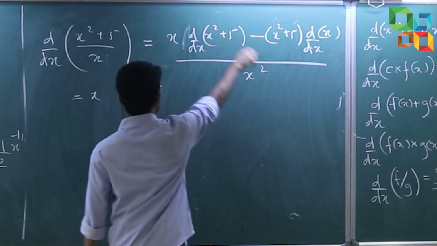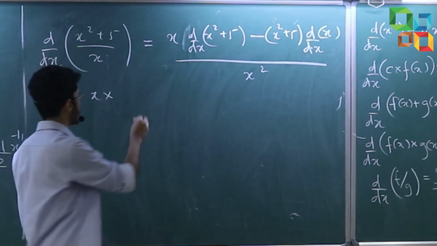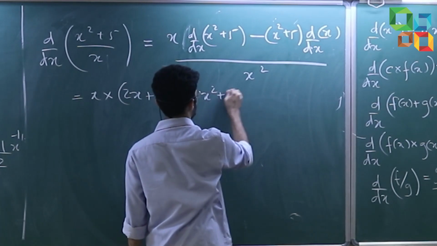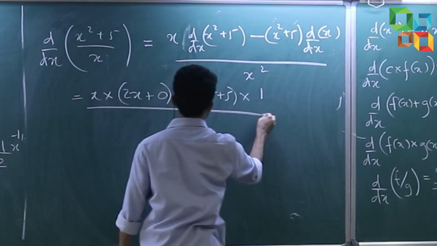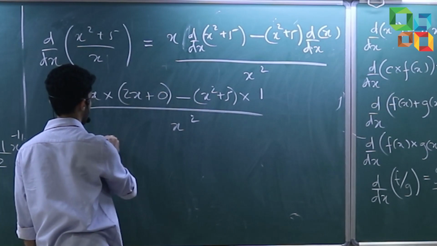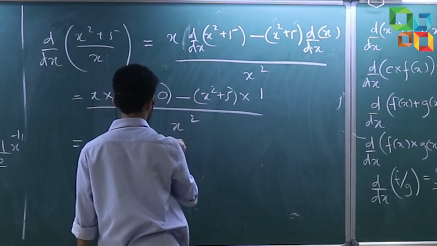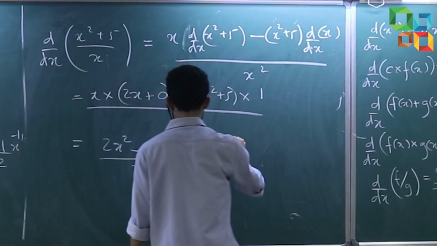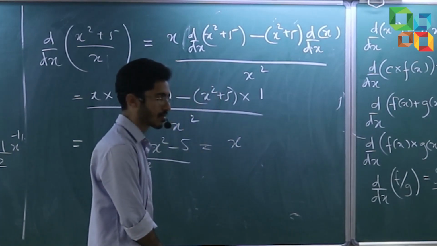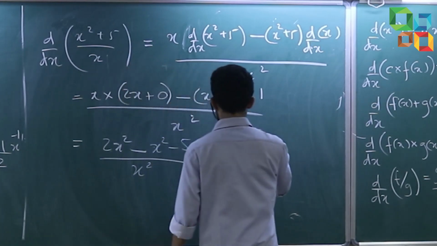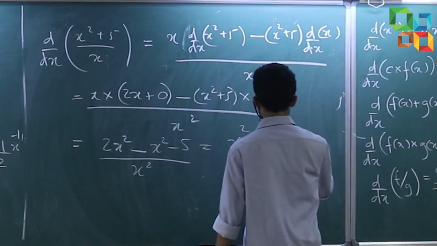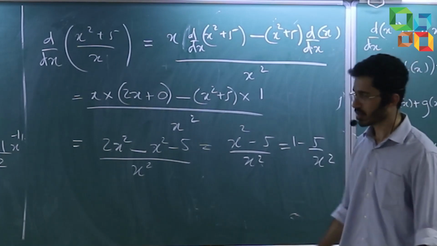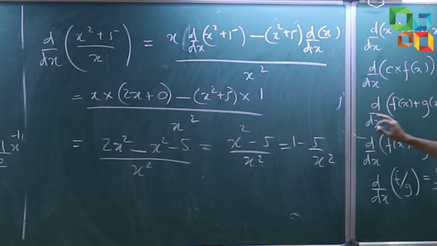Now, derivative of x square plus 5, tell me. Fourth one also I'll do. Fourth one I'll just do quickly using the quotient rule and then we are done.